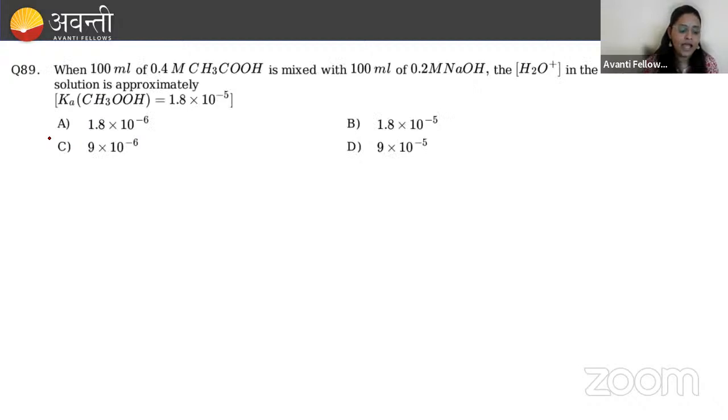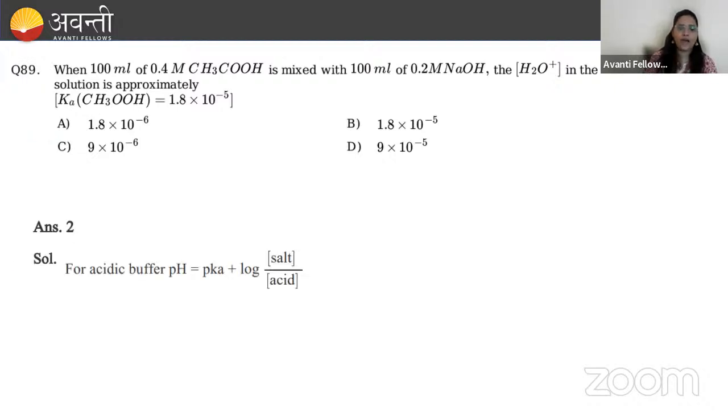नेक्स्ट, 100 ml दिया हुआ है हमको कंपाउंड इज मिक्स्ड विथ 100 ml ऑफ NaOH. ओके, देन दिया हुआ है हम लोगों को, what will be the concentration of H3O plus in the solution. Yeah, so in order to solve this, we know Henderson-Hasselbalch equation. For acidic buffer, we have to use this formula: pH is equal to pK plus log of salt by acid.